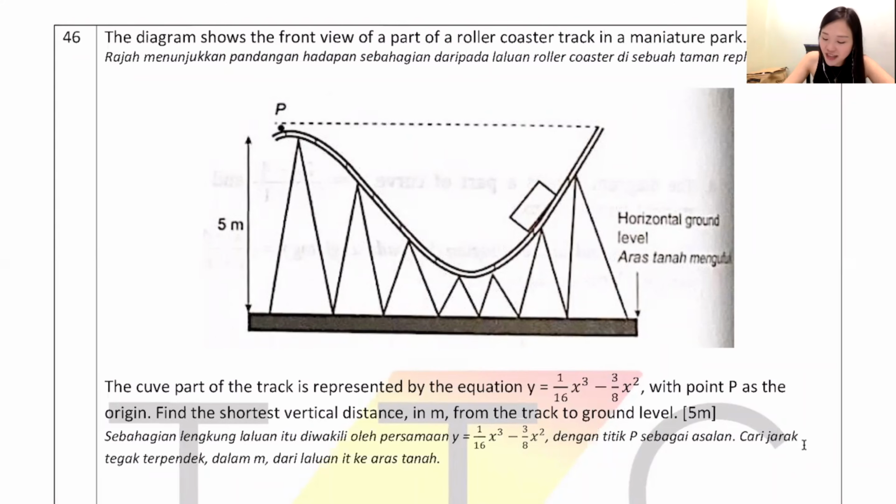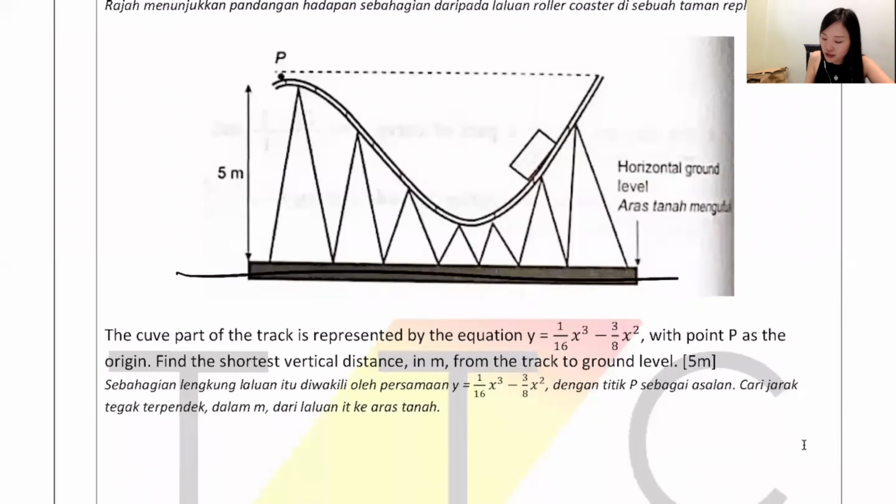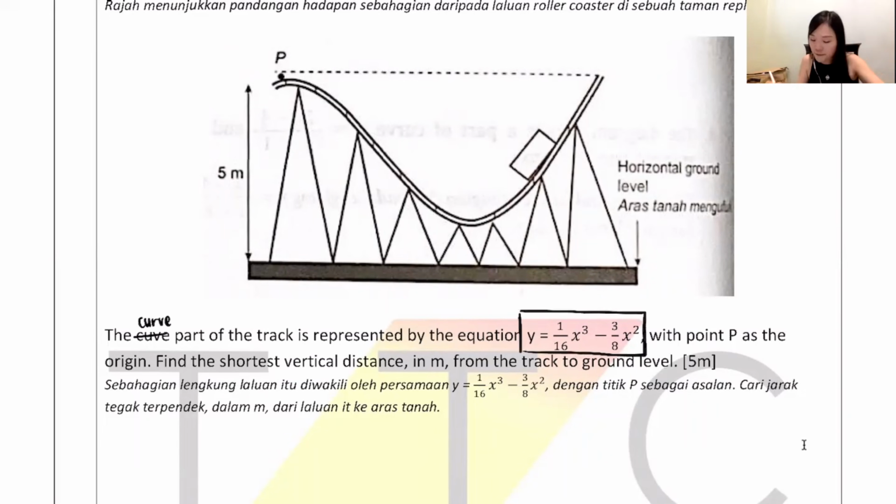46, they say the diagram shows a front view of a part of a roller coaster track in a miniature park. So this is a roller coaster. You can see this is the horizontal ground, and this is 5 meters away. The curve, sorry, this one is a typo. The curved part of the track is represented by this equation, with point P as the origin. So point P is the origin.